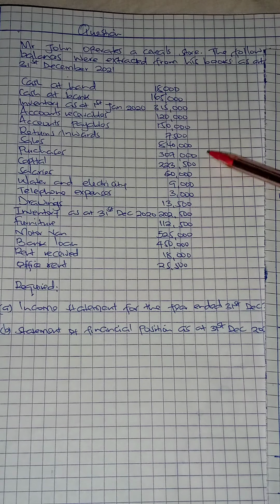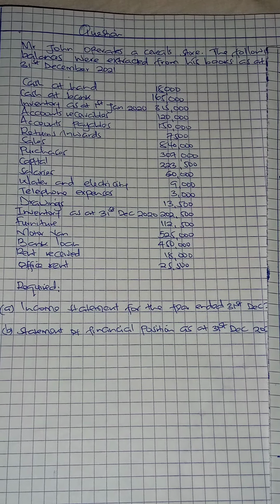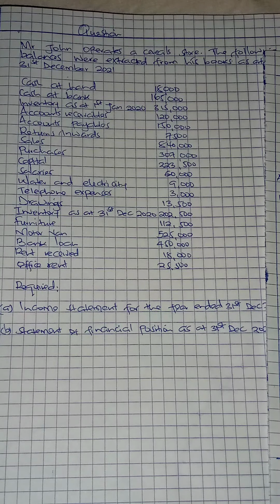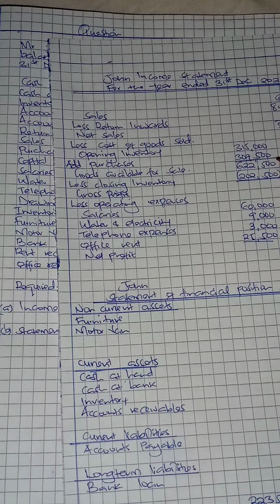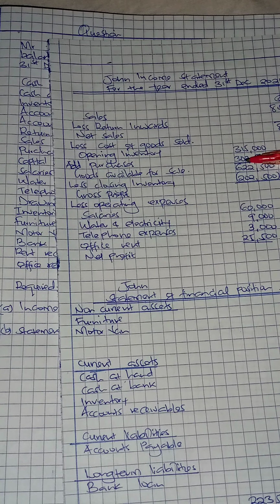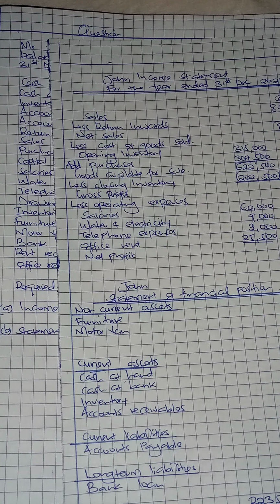From the illustration, we have purchases of 307,500. And here it is, we have the purchases here. Once you add opening inventory plus the purchases, you get goods available for sale. But by the end of the period, you did not sell everything.